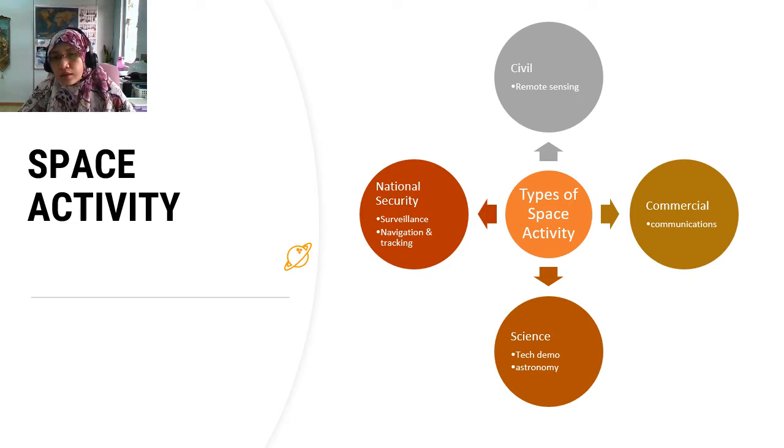Then another use of space is for science activity. So scientists use satellites to help research about the nature of Earth, the solar system, and the universe, as well as to collect data about Earth and the space environment for scientific study. This is actually to improve human life, to find a solution for how to better handle climate change and global warming, as well as to test new technology for spacecraft.